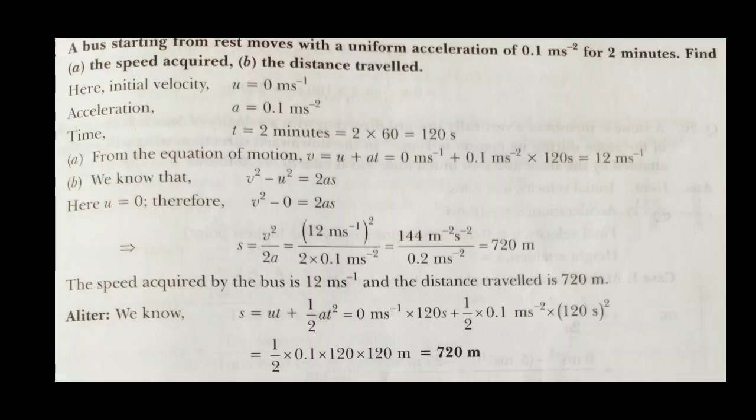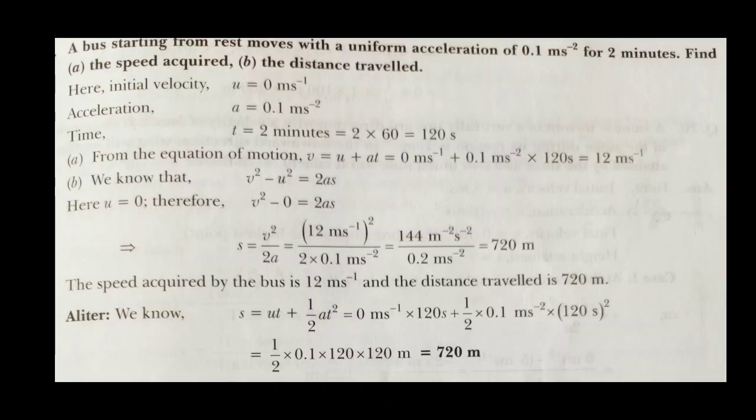Now for the first part, from the first equation of motion, that is v equal to u plus at, we will put the values. u is equal to 0, a is equal to 0.1 and t is equal to 120 second. By multiplying we will get 12 meter per second. You have to write the units properly, otherwise half marks will be deducted in the exam if you do not write the unit.